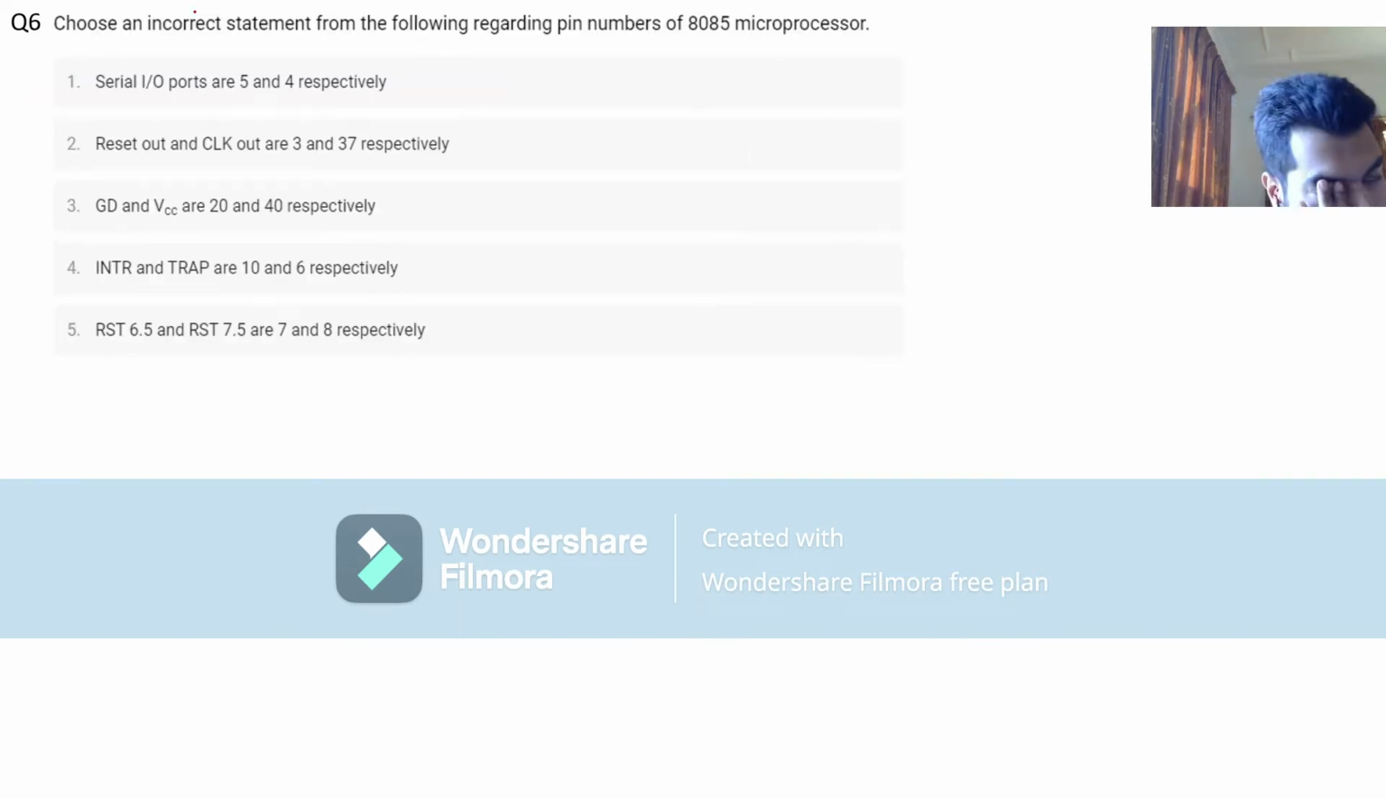Now moving forward to question number 6. It asks us to choose the incorrect statement from the following regarding pin numbers of the 8085 microprocessor. It says that serial input and output ports are 5 and 4 respectively. Reset out and clock are 3 and 37 respectively. Ground and VCC are 20 and 40 respectively. INTR and trap are 10 and 6 respectively. RST 6.5 and RST 7.5 are 7 and 8 respectively.